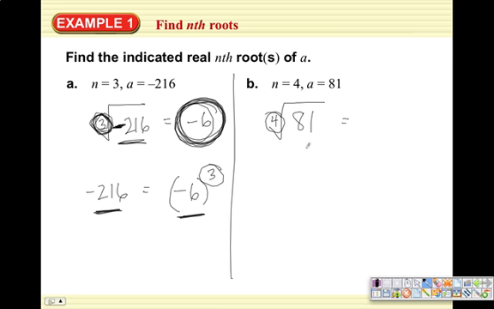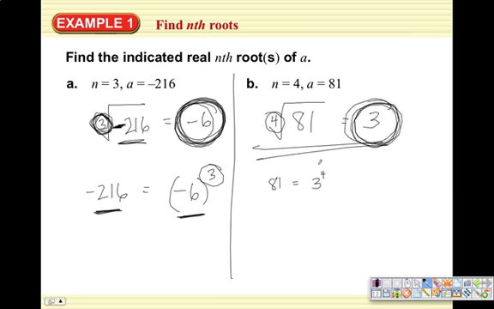Once again, don't rely on your calculator yet. Alright? But if you think about it, 81 is the same as 3 to the fourth power. Okay? So the fourth root of 81 is 3. Okay? 3 is the fourth root of 81. Okay, so there's your answer right there. But you need to know something else about roots.